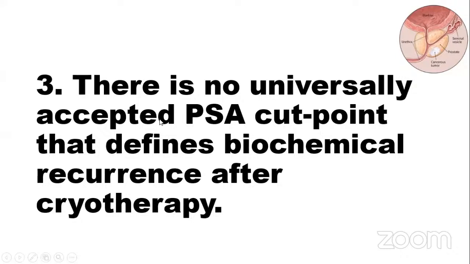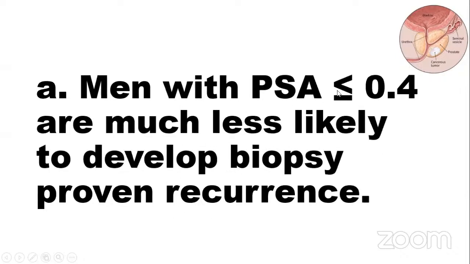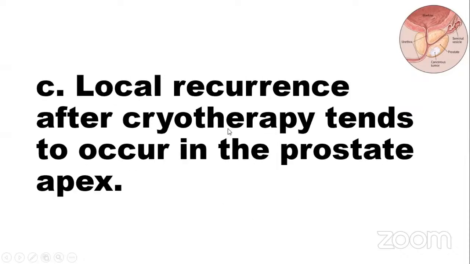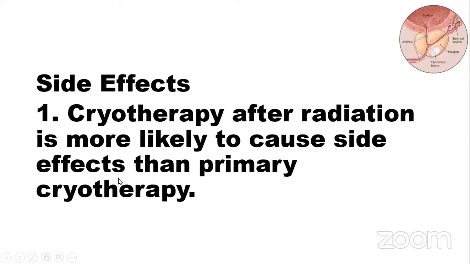There is no universally accepted PSA cut point that defines biochemical recurrence after cryotherapy. Men with PSA less than or equal to 0.4 are much less likely to develop biopsy-proven recurrence. Using various definitions of recurrence, disease-free survival is 65% to 95% in men with low risk or intermediate risk prostate cancer. Local recurrence after cryotherapy tends to occur in the prostate apex.